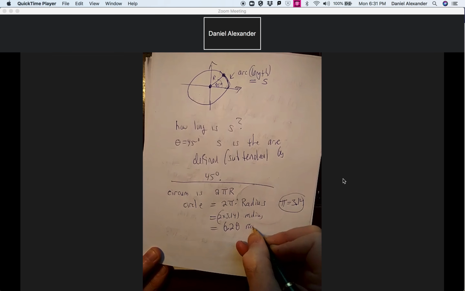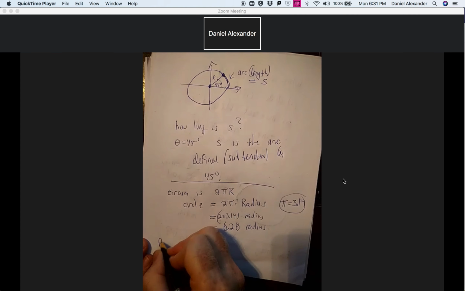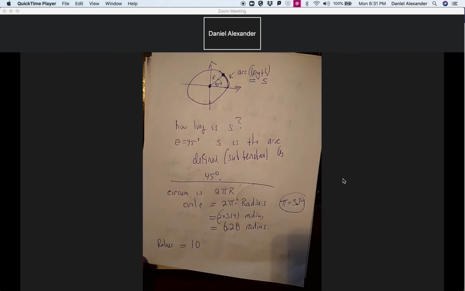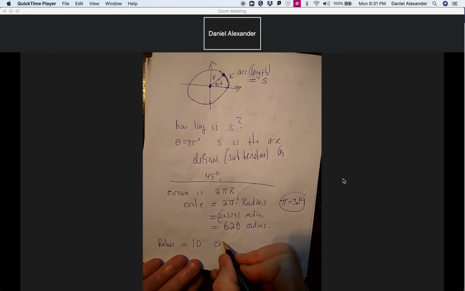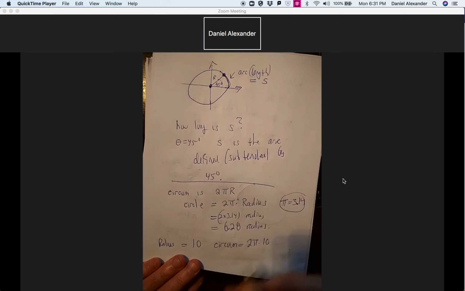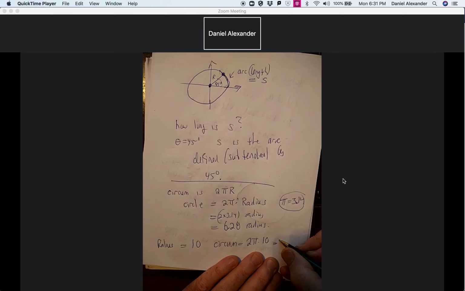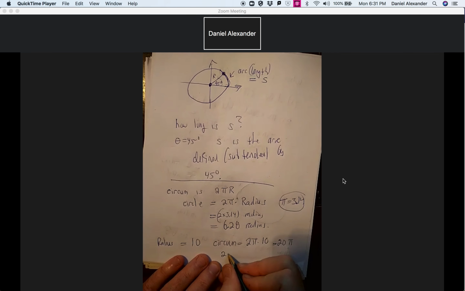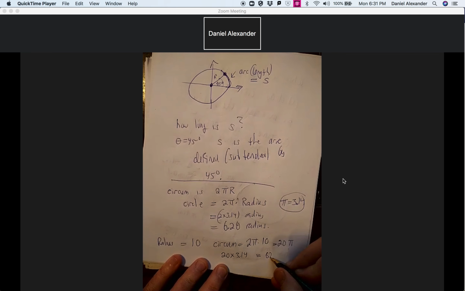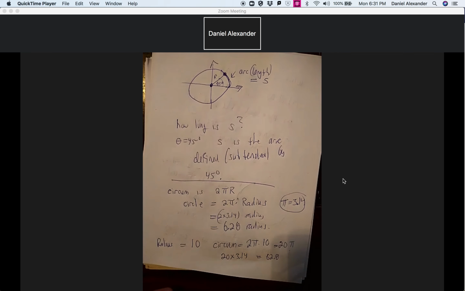So a circle is going to be about 6.2 radii. So if my radius equals 10, then the circumference, the length around the circle in one trip, would be 2 pi times 10. That's 20 pi. That's going to be 20 times 3.14, and that's going to be about 62.8 units, whatever that is.